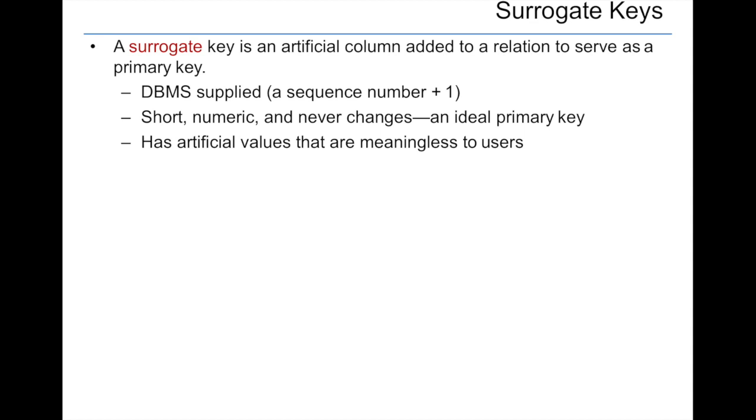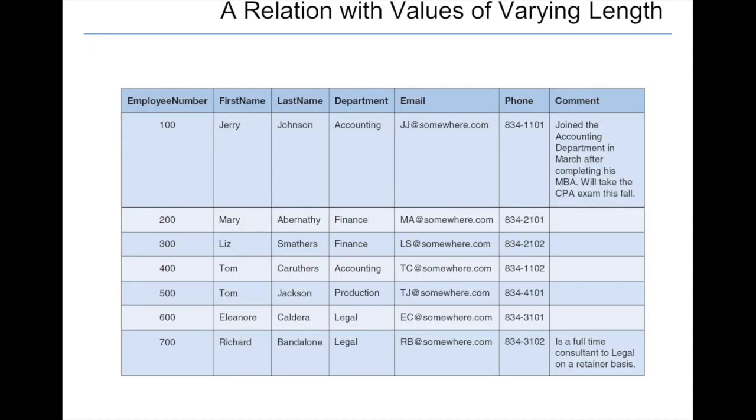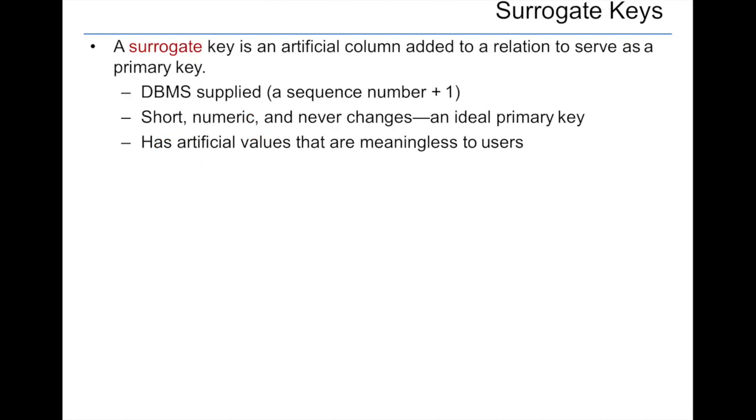Okay, a surrogate key is an artificial column added to a relation to serve as the primary key. It's DBMS supplied, a sequence number, short, numeric, and never changes, an ideal primary key. It has artificial values that are meaningless to the users. So in this case, for what we were looking at, this employee number is a legitimate primary key, and it also is the number that the employee uses at work. But a surrogate key would be an artificial number that had nothing to do with the employee or didn't describe the employee in any way, but we use it as a key to distinguish each entity in the relation.